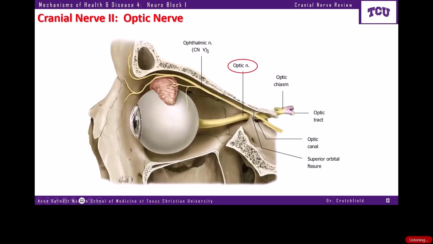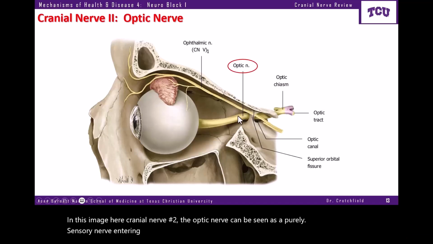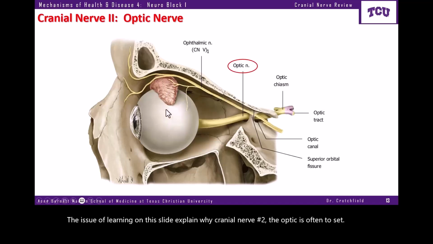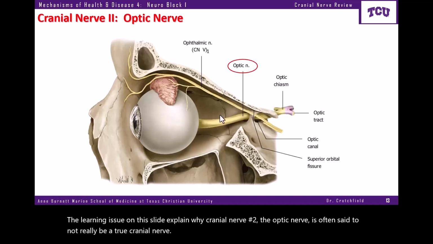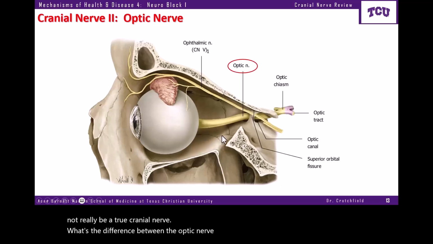In this image here, cranial nerve number 2, the optic nerve, can be seen as a purely sensory nerve entering the optic canal, and V1, a branch of the trigeminal nerve, a mixed nerve, is innervating the lacrimal gland. We're building a picture so you'll understand palsies of the visual apparatus. The learning issue on this slide: explain why cranial nerve number 2, the optic nerve, is often said to not really be a true cranial nerve. What's the difference between the optic nerve and the ophthalmic nerve, i.e. the V1 branch of the trigeminal nerve?